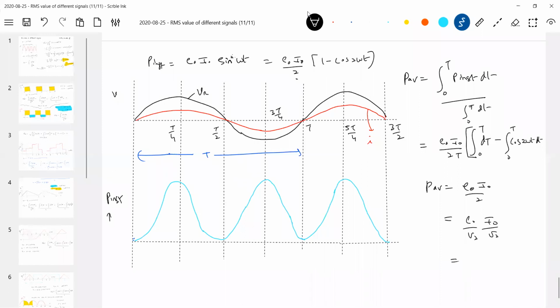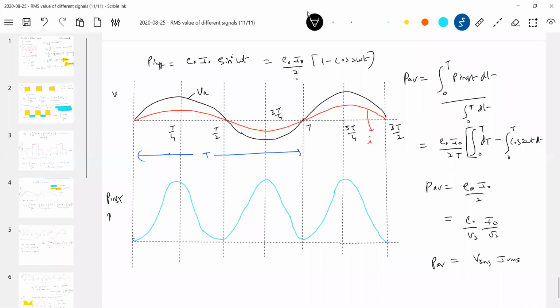What is E naught? E naught should be equal to VRMS. I'll make it symbol VRMS. So how to calculate the average power dissipated across the bulb or a resistor? It is just VRMS into IRMS, or in terms of peak value, E naught I naught by 2.